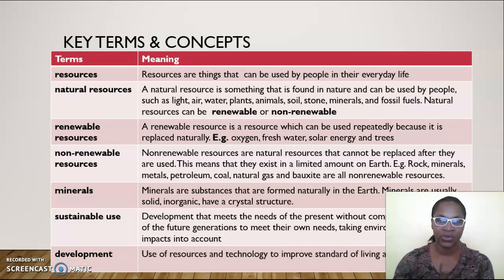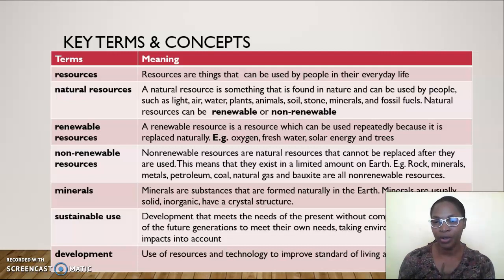Now, we have natural resources, and natural resources can be classified as either renewable or non-renewable. Natural resources are things that occur in nature. Man did not put them there, they were created by God. And these would include things like minerals such as bauxite, plants, animals, water, air, light, etc.